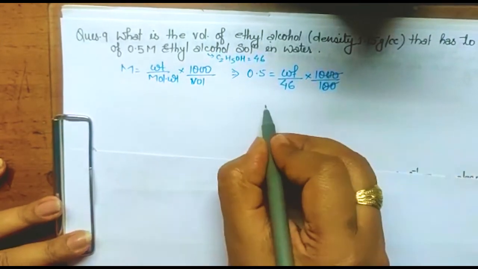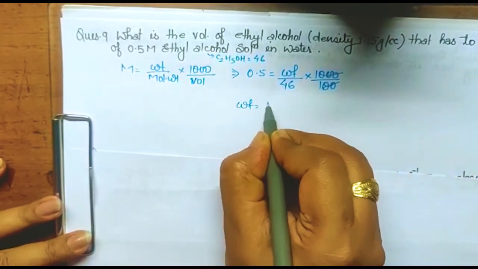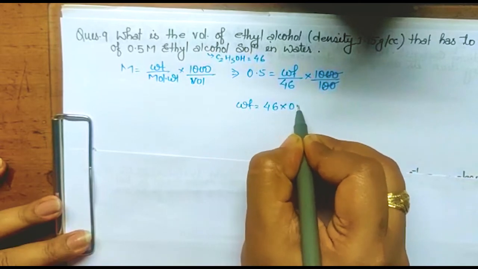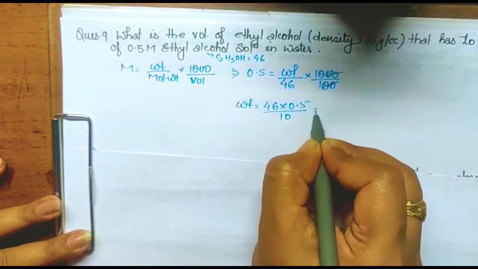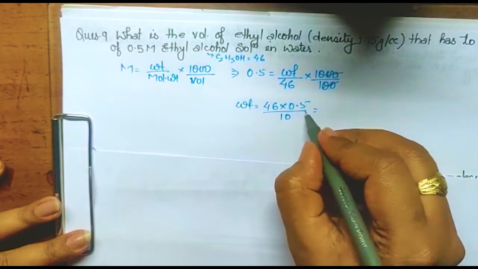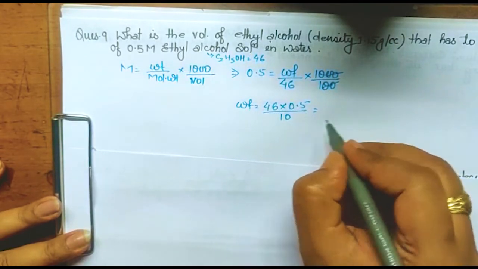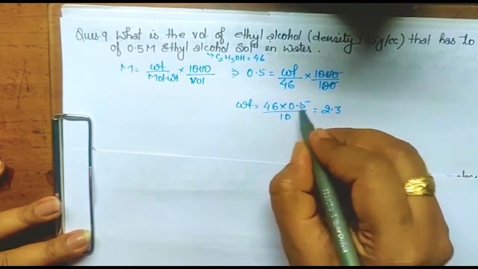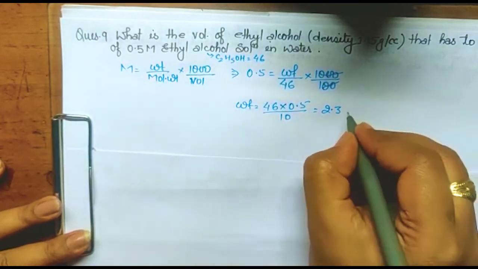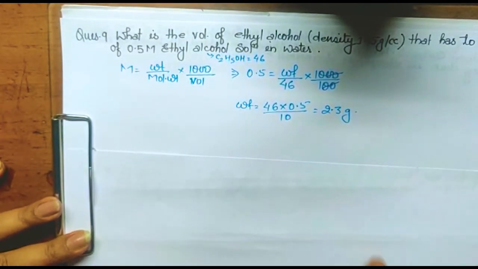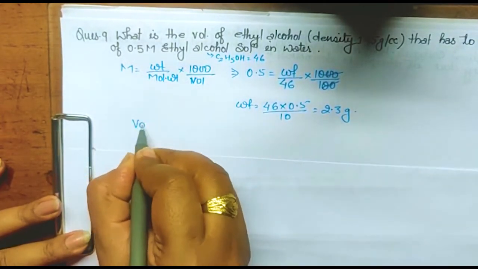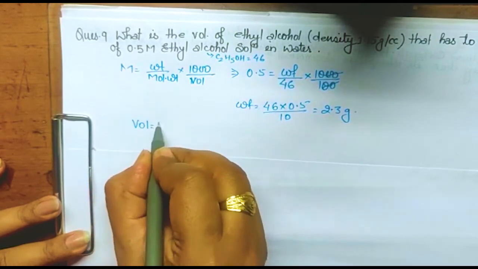So this will be cancelled, and hence weight will be equal to 46 multiplied by 0.5 upon 10. So this is 230 upon 100, which is 2.3 gram. So this is the weight. Got it? Now volume. What is the volume? Volume you have to find.